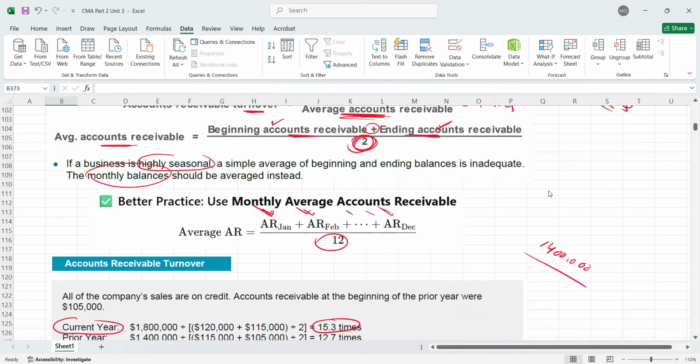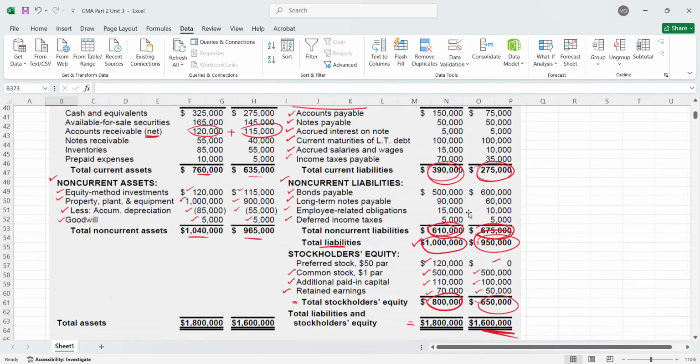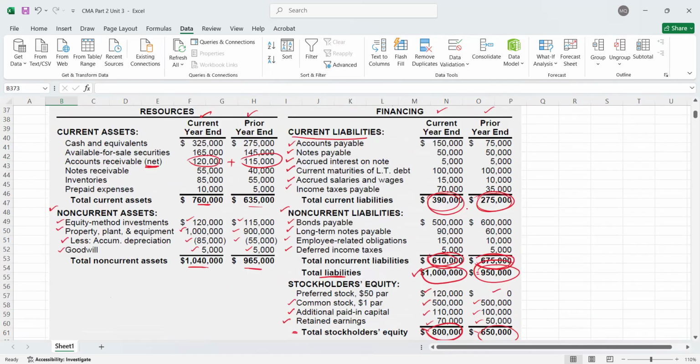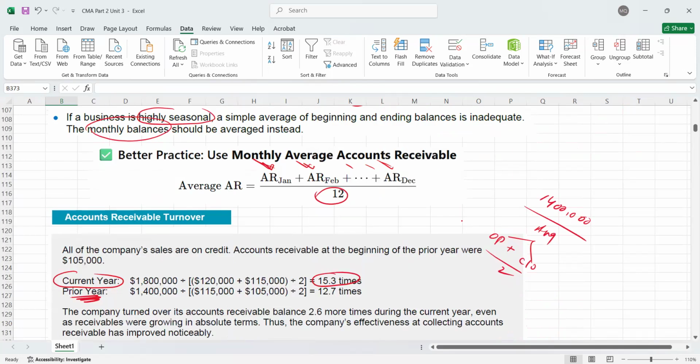Now the question is that we need to get the average. To get the average, we need opening figure plus closing receivables divided by 2. Now, closing figure for the prior period, we have receivable how much? 115,000. Okay, what about opening? So closing we got 115,000. I'm just putting here plus 115,000.